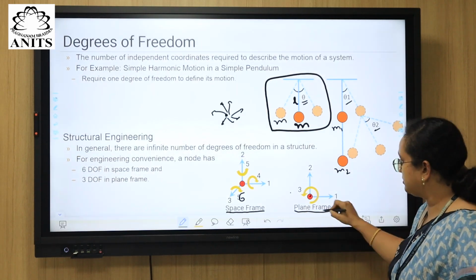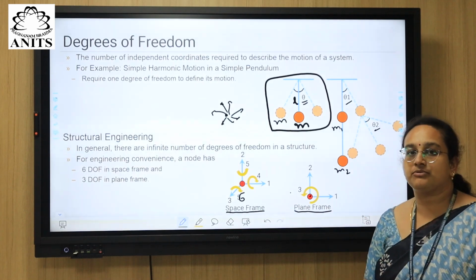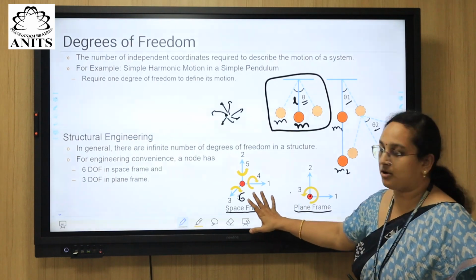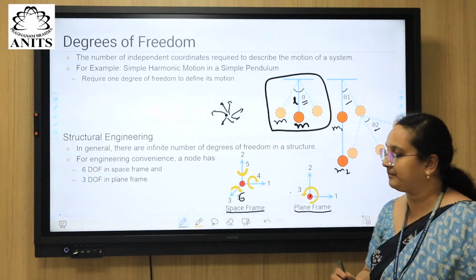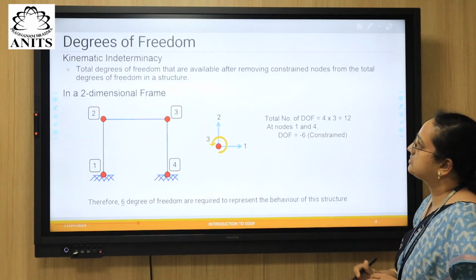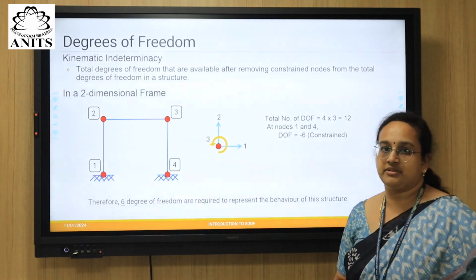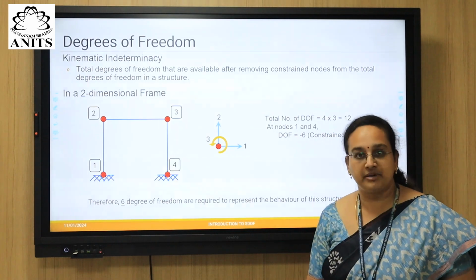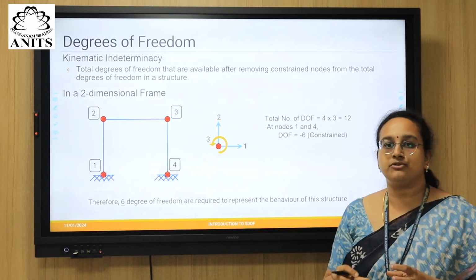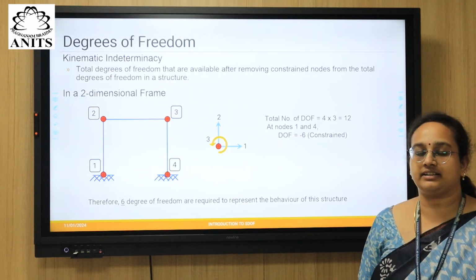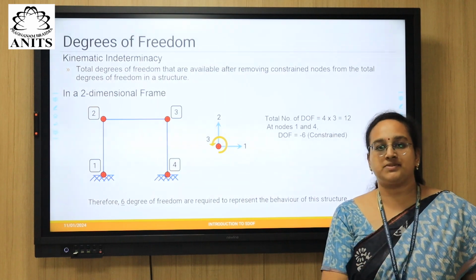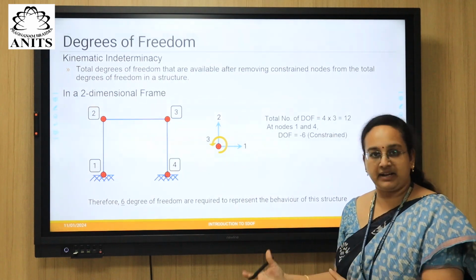So only 3 parameters or 3 degrees of freedom that we can define in a plane frame, right? So this will solve our problem of infinite degrees of freedom. Now, let us talk about kinematic indeterminacy. Why are we concerned about kinematic indeterminacy? In structures, we have already decided that an infinite number of degrees of freedom are not required. Only 6 are sufficient in a space frame and only 3 are sufficient in a plane frame.